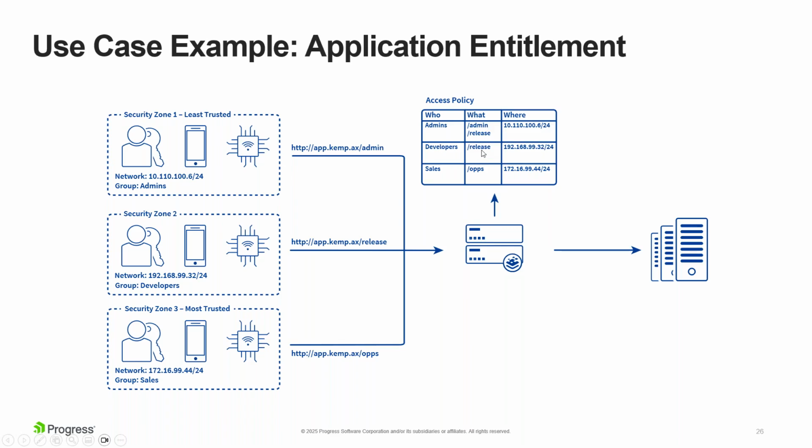If you're a developer, you're only allowed to go to this URI, based on where you come from and your user group. And the same with sales. You're only allowed to go to ops and you come from a certain place. So this is an enforcement the load balancer can easily do, for example.